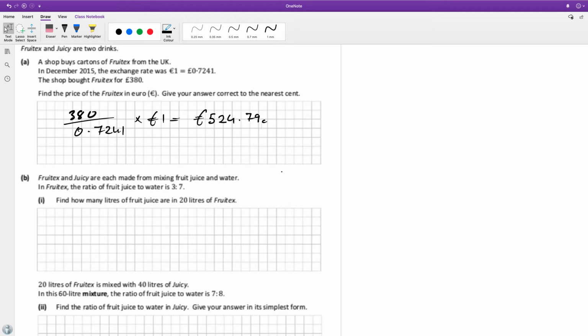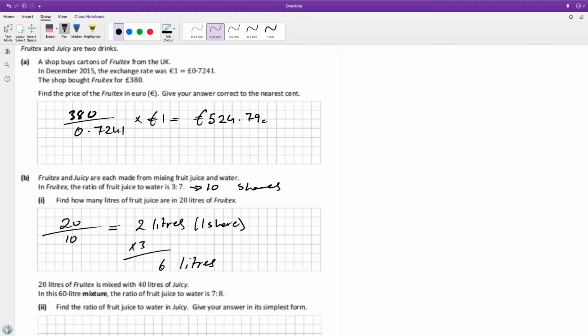What do we reckon? Let's look at it. So, we have 20 litres and we have 10 shares altogether. So that's 20 divided by 10, which is equal to 2 litres equal to 1 share. And the ratio is 3 is to 7 fruit juice to water, so we multiply by 3 and we get 6 litres. You did 3 over 10 multiplied by 20. Yeah, that's okay. Same logic.